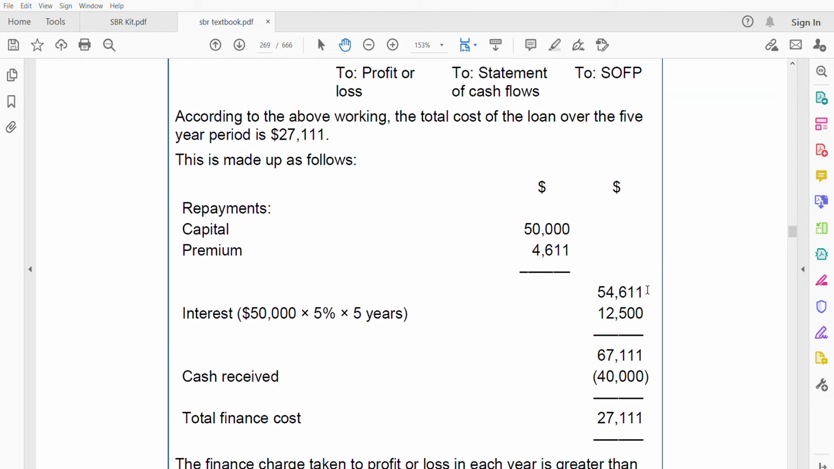From here you add your interest, the total interest. We have already calculated it as 12,500 from above. Your cash payment you have to add, because you will be paying capital plus premium and also your cash payment, not your interest. Cash payment you are adding here this time. So how much cash have you received? Only 40,000.